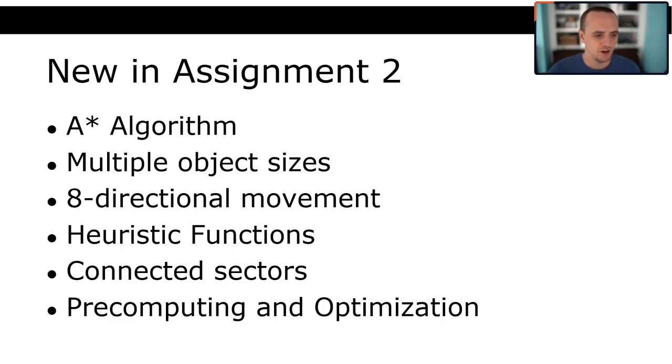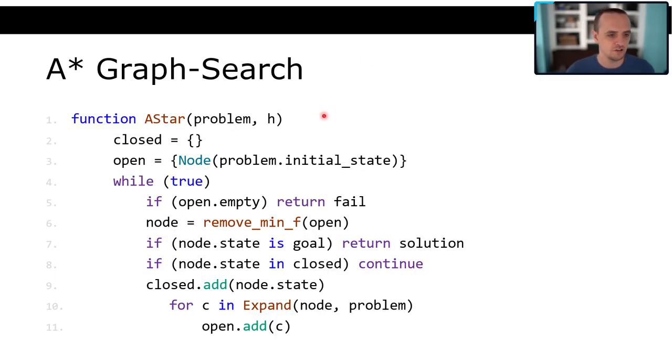And we'll talk about pre-computing and optimization as well. So, first of all, there's the A star algorithm. So what does that look like? Well, here's the A star algorithm that we saw last time. Let's go over it once more so it's fresh in your mind.